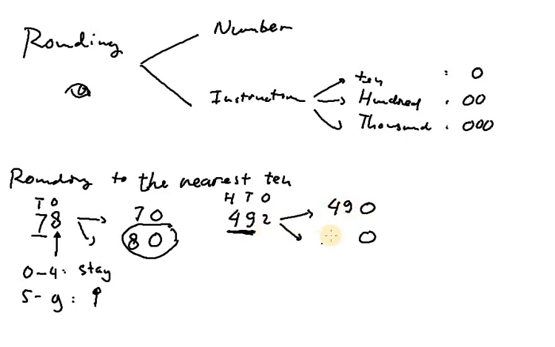After 49, the next number is 50. After that, we need to check the next digit, and this one is 2. We have the rules over here, so we need to stay at 49. So when we round to the nearest 10, 490 is the answer. I give you one last example, and then I hope you can see the pattern.